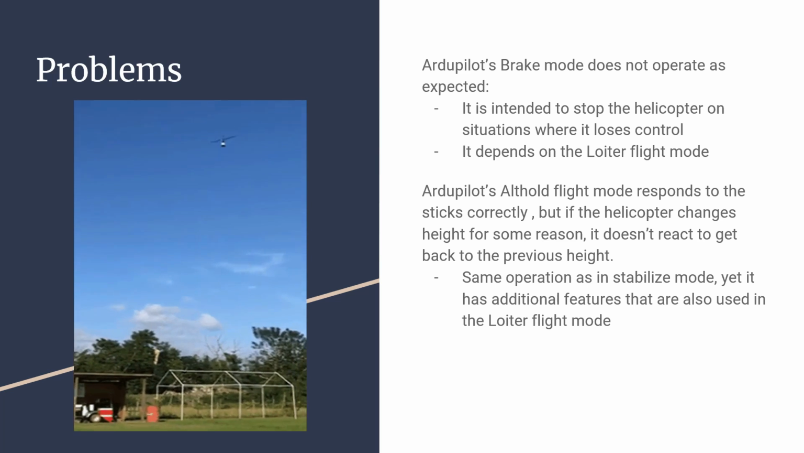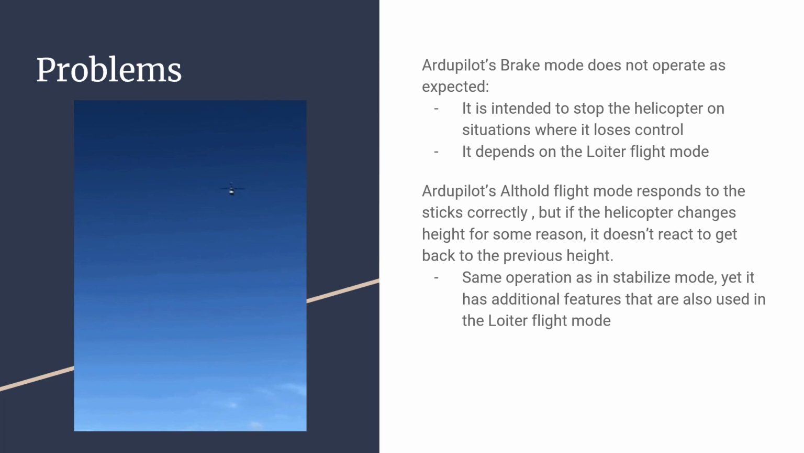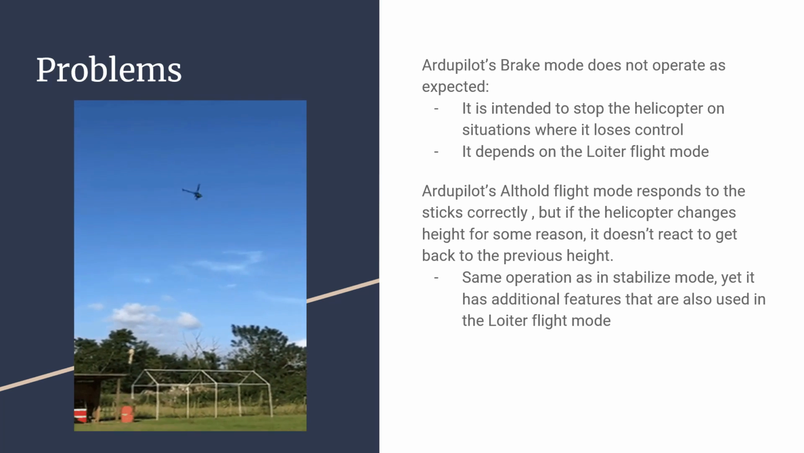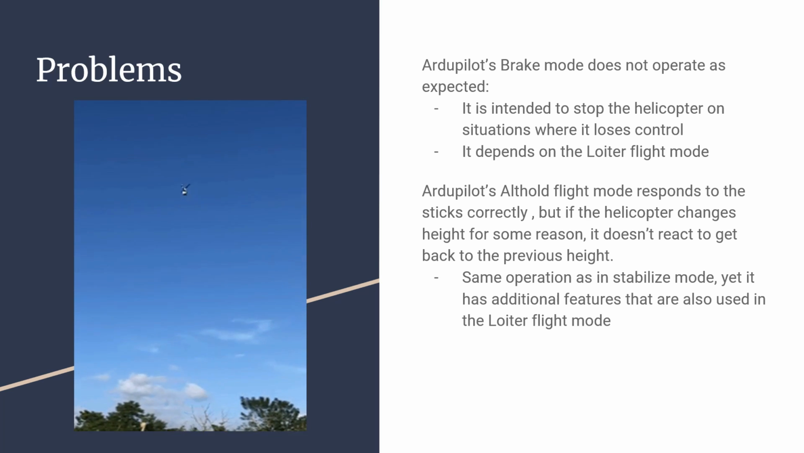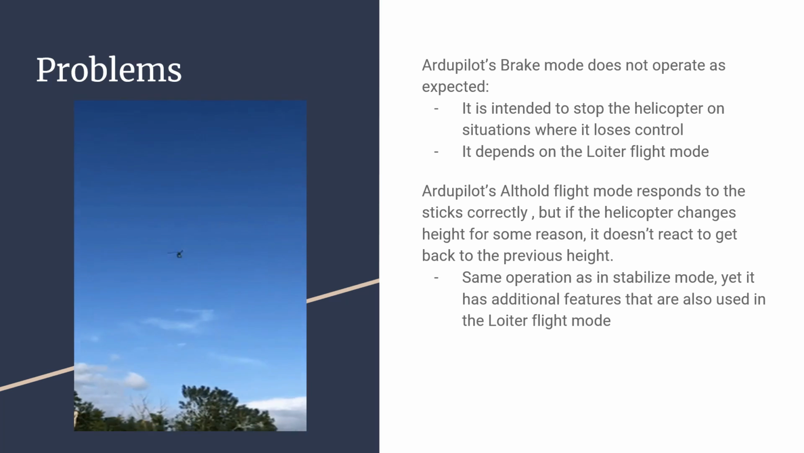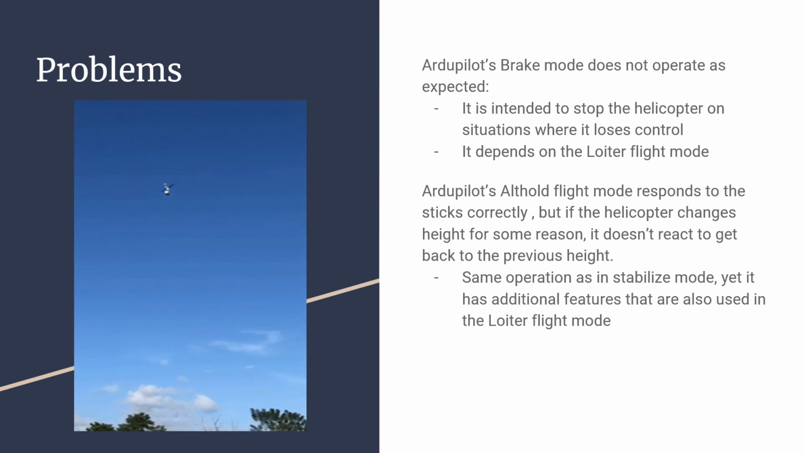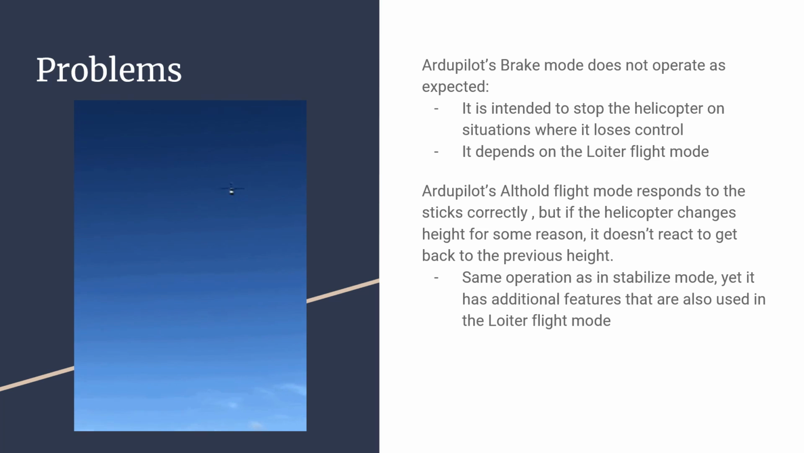However, Autopilot's brake mode did not operate as expected. It should change its attitude to compensate for outside disturbances and maintain its altitude while it ignores any control stick inputs. Nonetheless, as soon as this flight mode was activated, the pilot lost control of the helicopter as expected, but instead it almost fell to the ground and moved sideways. An incident was prevented by quickly switching it to stabilized mode, which had already been tested.